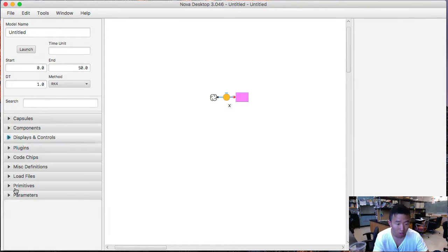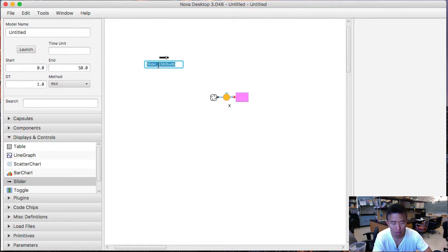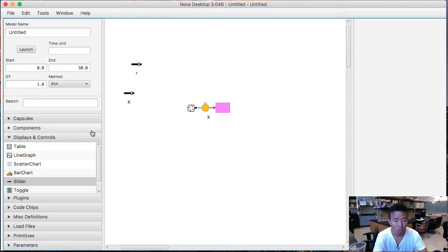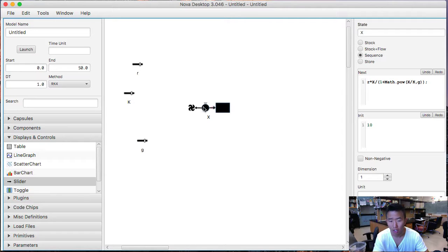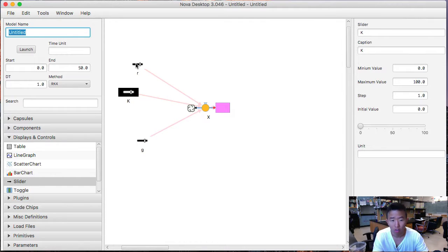And instead of a term, I want to put sliders this time. So we're going to make three sliders: r, k, and g. And let's connect these. If they're not already connected and all those terms are written here, all you've got to do is just finagle a little bit, and it connects the sliders to this flow.